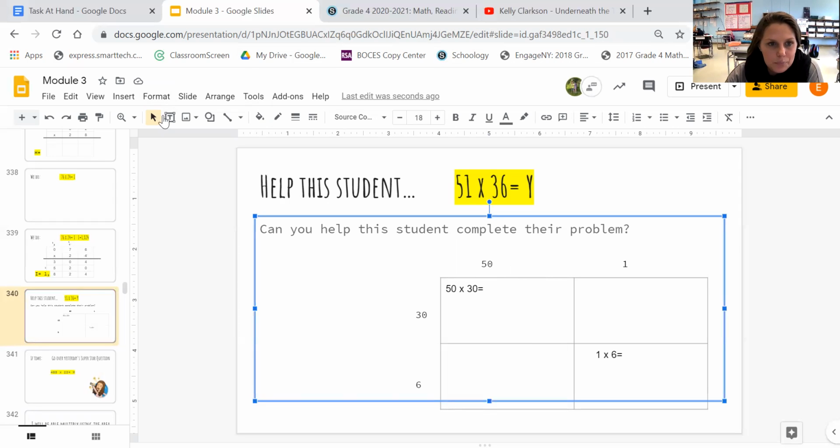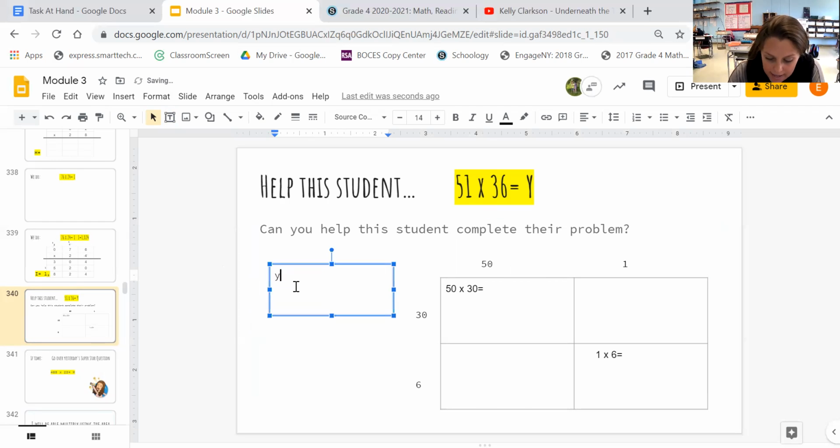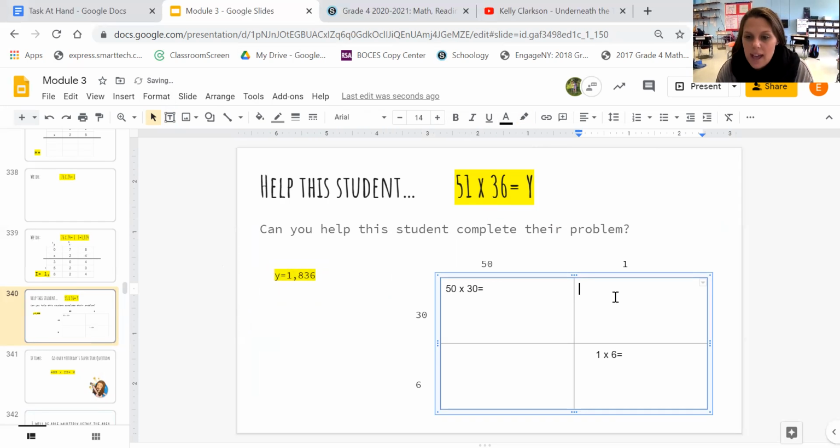All right, so thank you for pausing your video and going through and solving for this y. If you did this correctly, you should have had an answer of y equals 1,836. They had to go ahead and take the top, take the side, and multiply. 5 and 3 is 15. Add my 2 zeros. Take my top, take my side, and I multiply. Take my top, take my side, and I multiply. And then we added them all up. Okay?